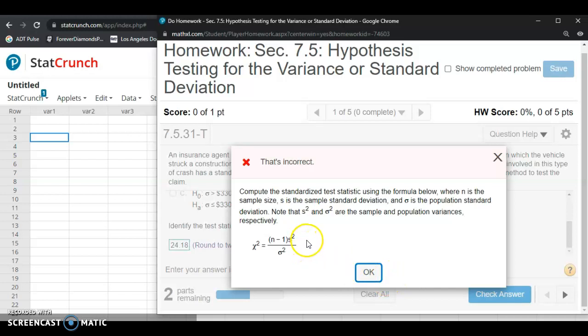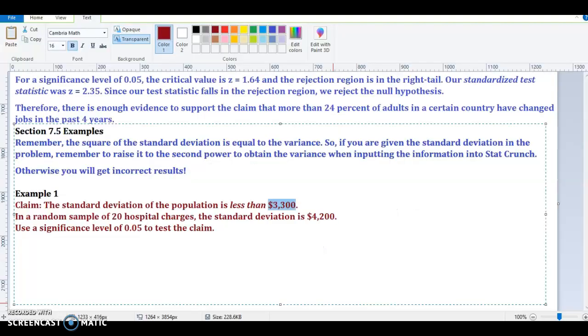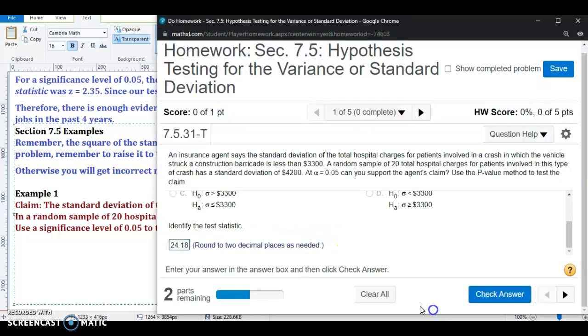Notice that it's telling us that it's incorrect. Remember what I said earlier, that the square of the standard deviation is equal to the variance. We are very clearly given the standard deviation of the population. We are hypothesizing that the standard deviation of the population is less than 3,300, and likewise, in our random sample of 20 hospital charges, the standard deviation was 4,200. So clearly this isn't the correct test statistic. It's telling us to use a formula given in the book, but let's avoid using the formula. Let's see if we can actually get the correct answer using StatCrunch.